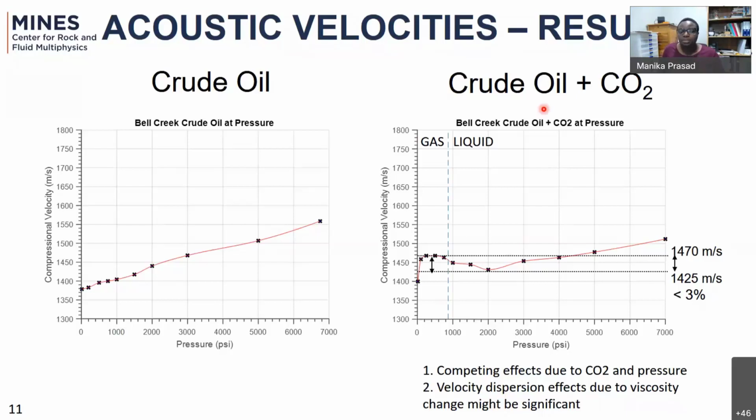But when CO2 is injected into that same oil, the Bell Creek oil, we have some competing effects happening here. Generally, you see that when it's gaseous, there's a slight increase, but not so significant. And then in liquid, we have a drop towards the minimum miscibility pressure, and then a gradual increase, which is just a slight increase compared to when it's crude oil alone, where we have a very huge increase all the way to 1560. So here we see that crude oil and CO2 allow for a velocity dispersion effect, and this can be due to CO2 and the viscosity change, and it's quite significant here in the laboratory data we've gotten.